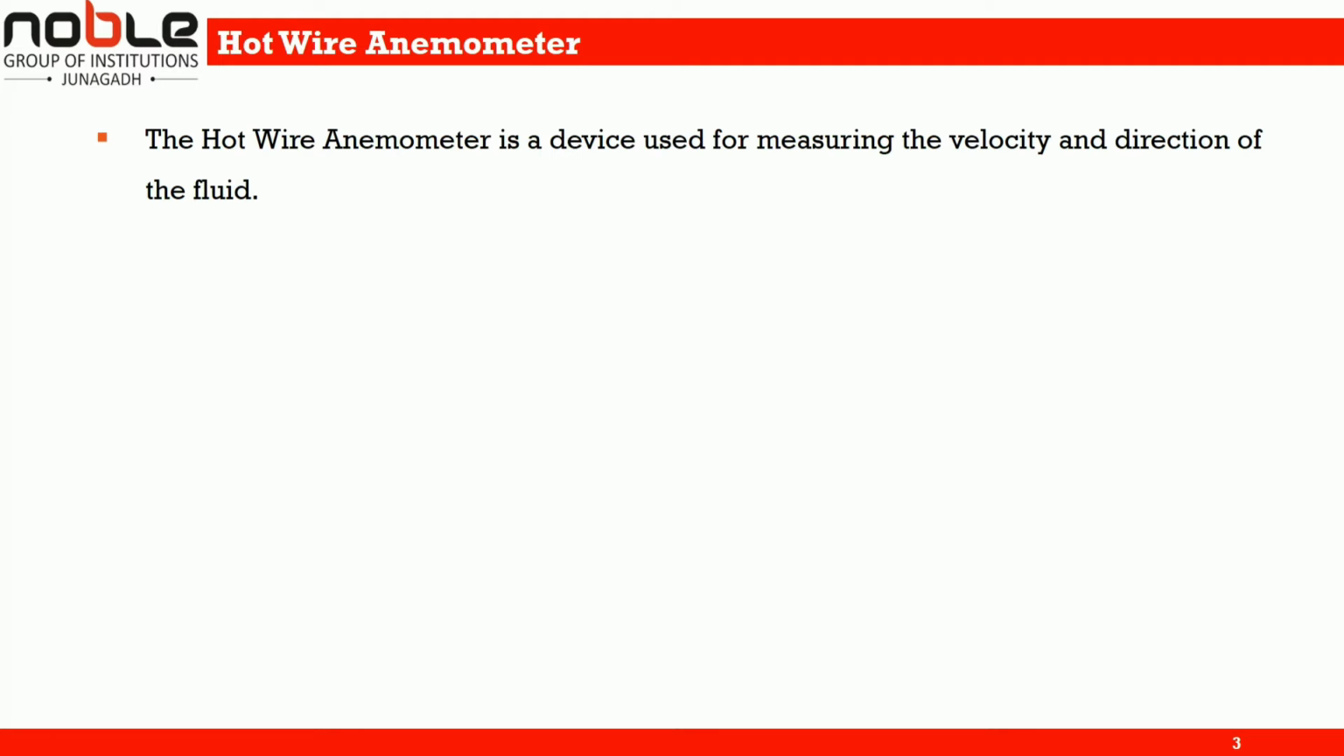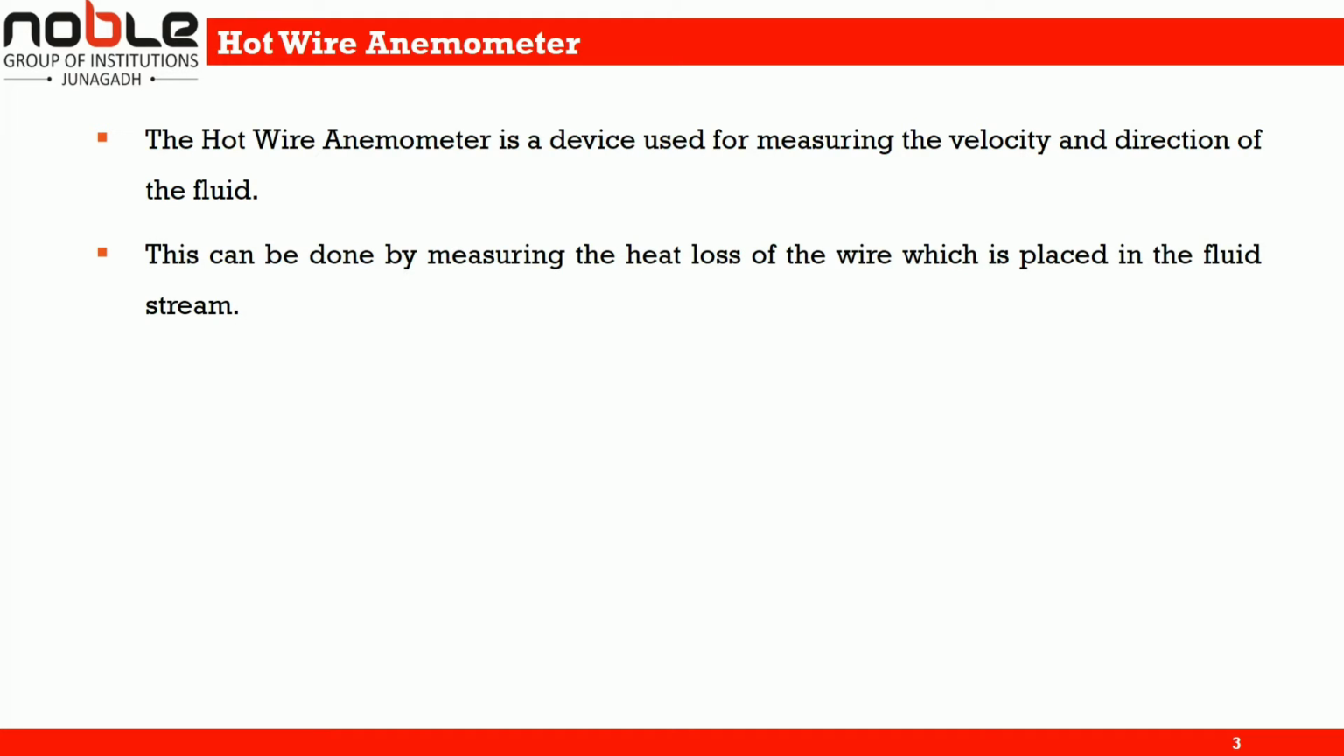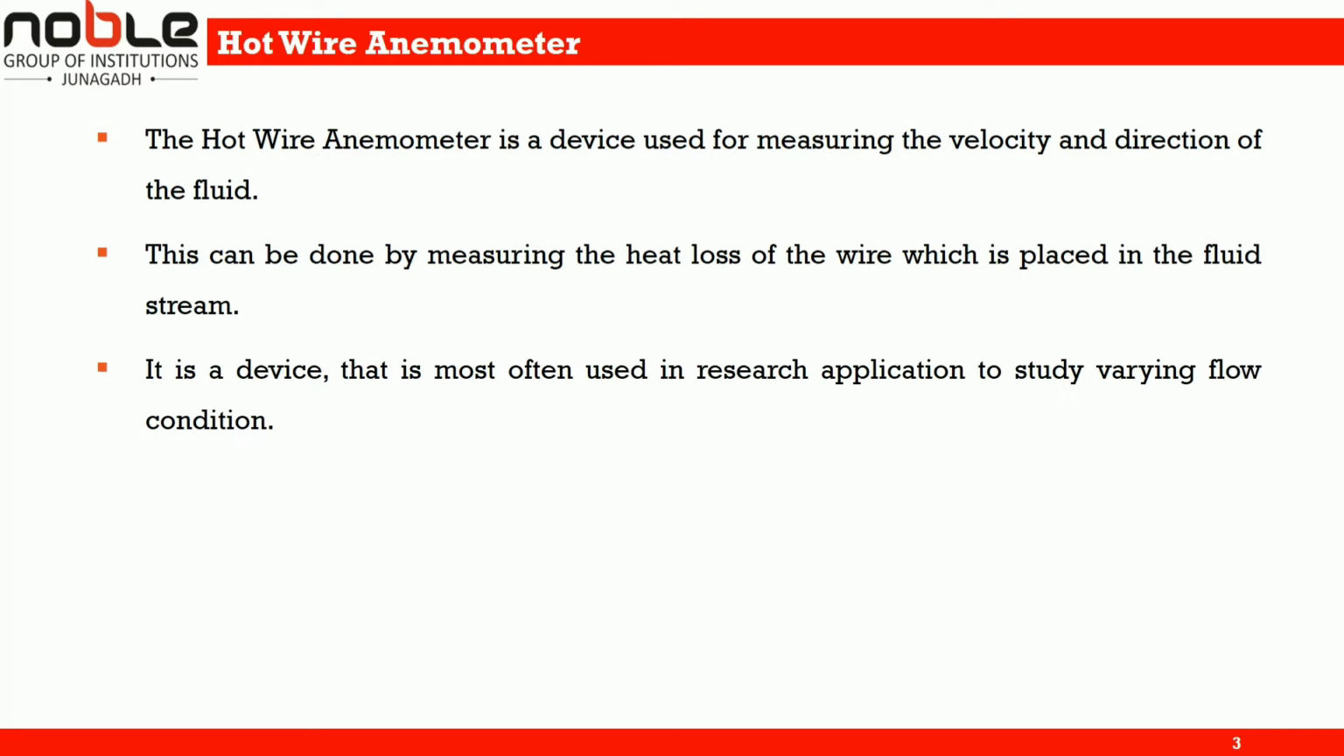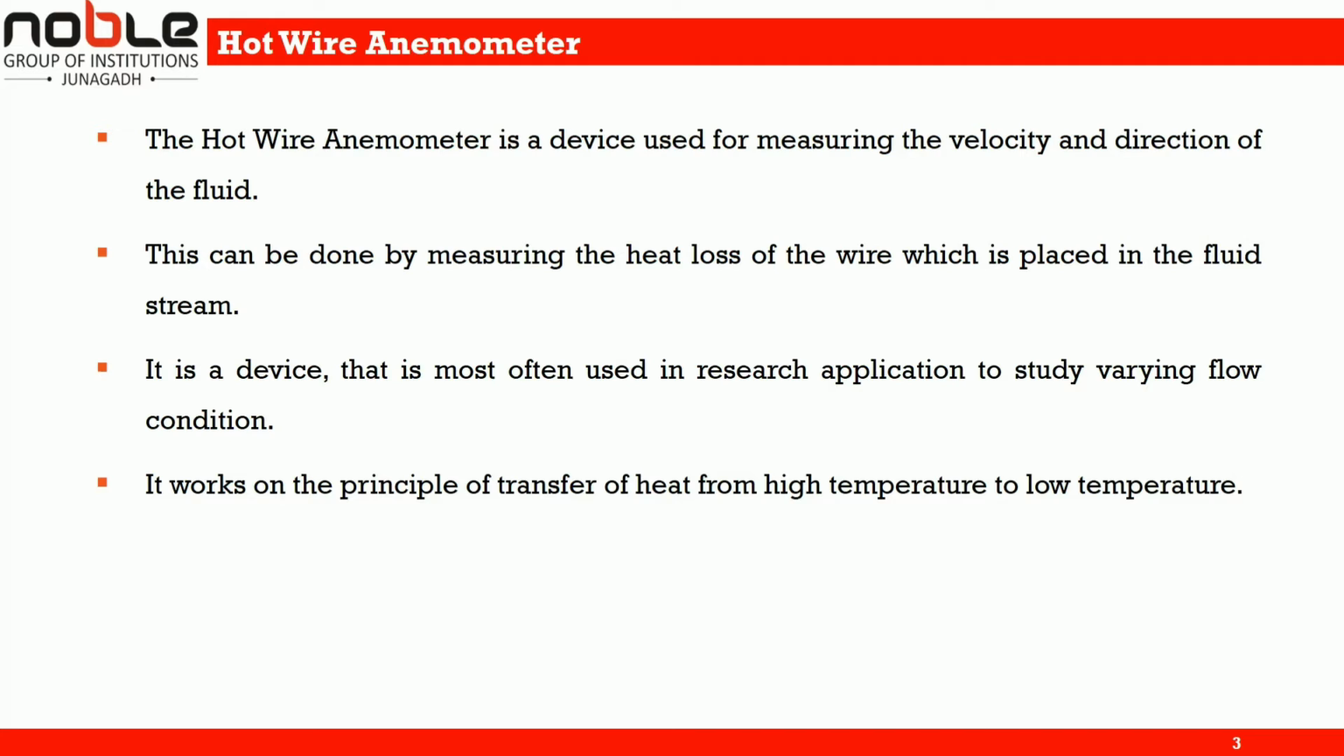What is a hot wire anemometer? The hot wire anemometer is a device used for measuring the velocity and direction of the fluid. This can be done by measuring the heat loss of the wire which is placed in the fluid stream. It is a device that is most often used in research applications to study varying flow conditions. It works on the principle of transfer of heat from high temperature to low temperature.